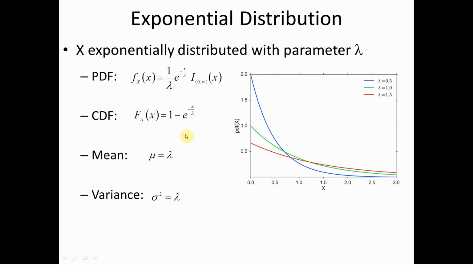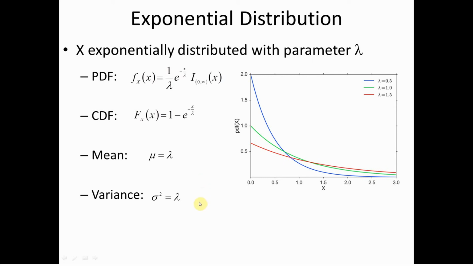Okay, you can show, and I'll leave this as an exercise for you, that the CDF is equal to 1 minus exponential of minus x over lambda. Again, I'll leave this for you to prove that the mean is lambda and the variance is lambda also. You should be able to derive that from this PDF. So these are the basic properties of the exponential random variable.